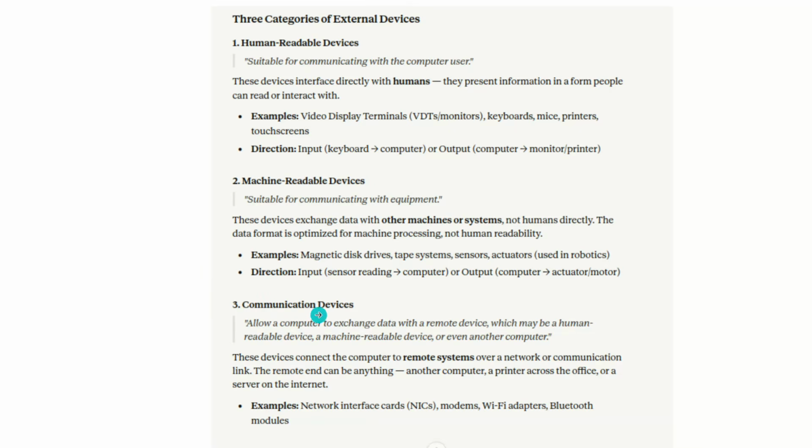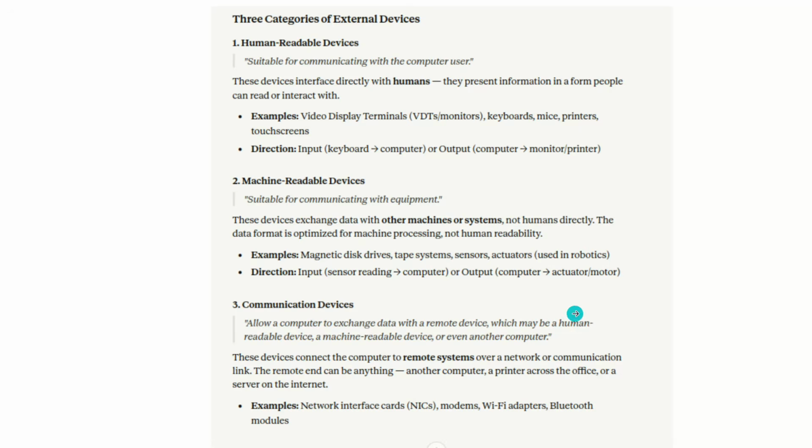The communication device allows a computer to exchange data with a remote device, which may be a human readable device, a machine readable device, or even another computer. So communication is about allowing a computer to exchange data with other devices, for example another computer. Examples are Wi-Fi, network interface cards, modems, and Bluetooth. Through Bluetooth, we are taking data from the other device, which allows the computer to exchange data with other devices.